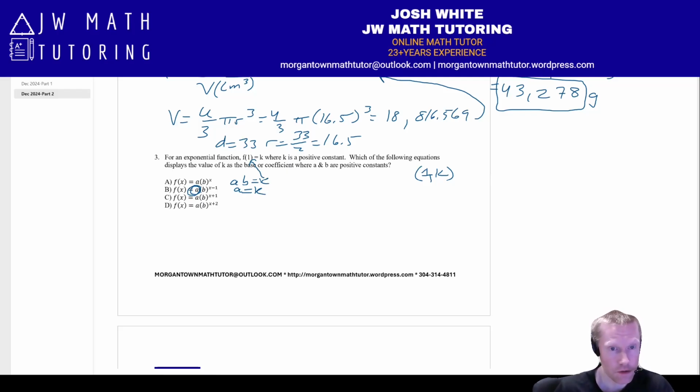And if you look at these other ones, it's going to be AB squared and AB cubed, okay? And these are not coefficients anywhere or bases in the problem. So the correct answer is going to be B. Now, here's how you could confirm this just in Desmos.